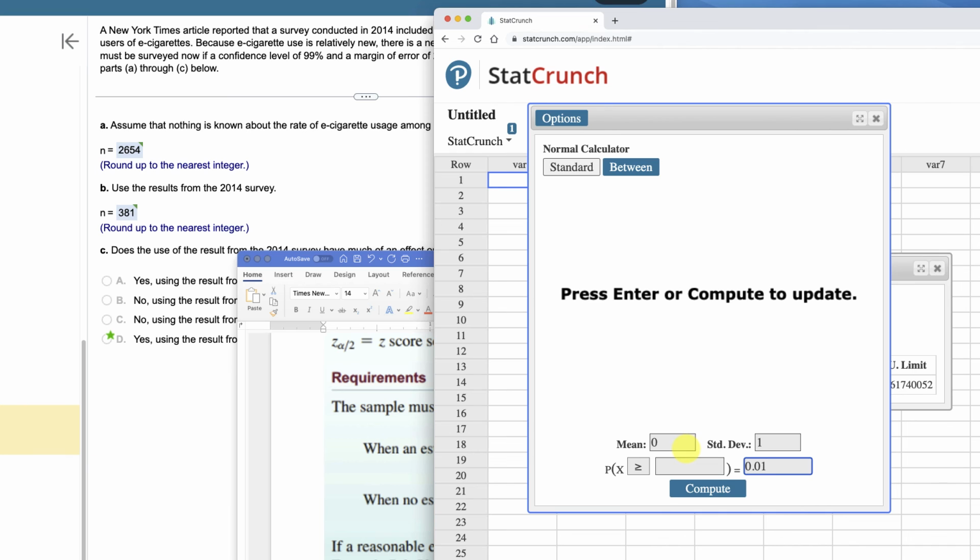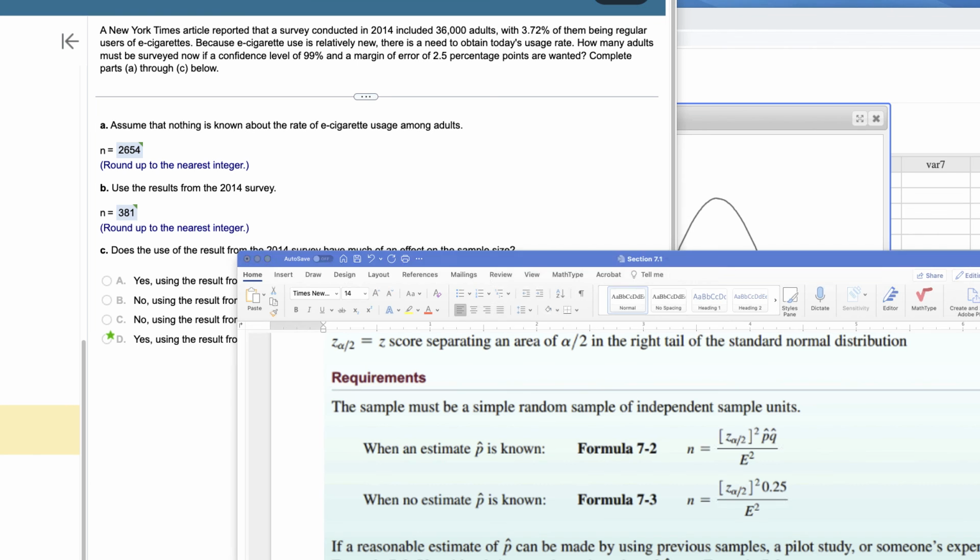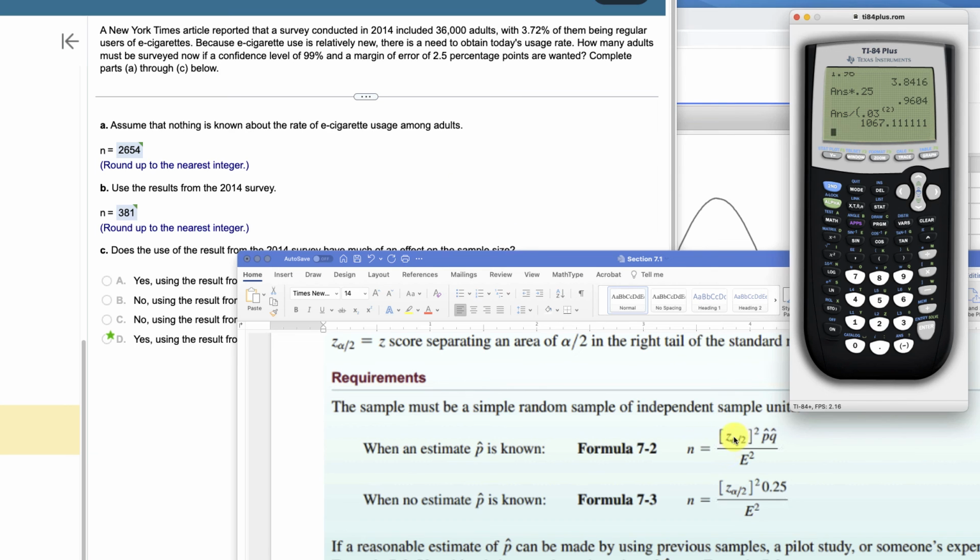But I need to have the half of that alpha, right? 0.01 divided by 2, 0.005. So I need 2.58. 2.58 is going to be the critical value right here. So 2.58 to the second power times 0.25 divided by our error. 2.5% is our error, so 0.025 to the second power.